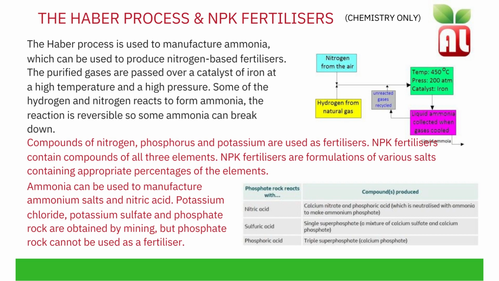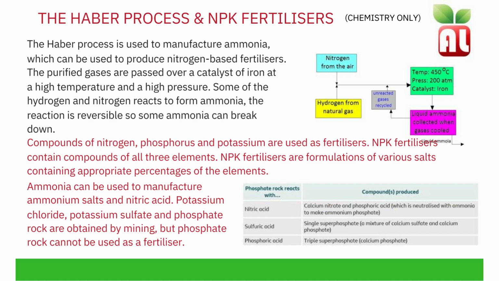The purified gases are passed over a catalyst of iron at a higher temperature and a higher pressure. The reactants, hydrogen and nitrogen, react to form ammonia. The reaction is reversible, so some of the ammonia can break down.